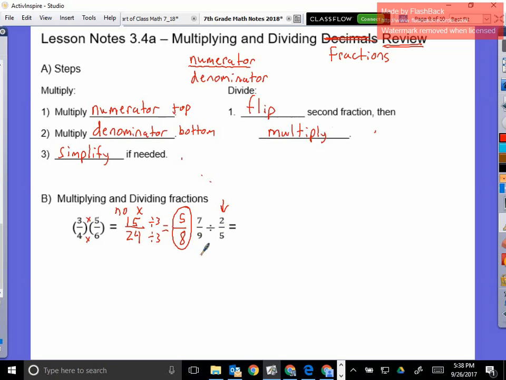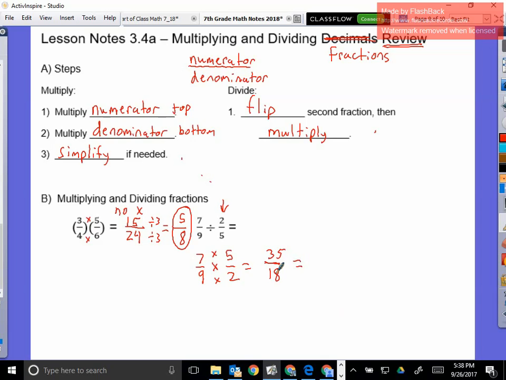So I'm going to rewrite this down here. 7 over 9, keep that exactly the same. Use your multiplication symbol. Now flip this guy around, make him 5 over 2. Now we're good to go, and we can multiply that together. Following the multiplication steps, multiply the tops, multiply the bottoms, and you're going to come up with 35 over 18. Ouch, we got ourselves an improper fraction. That's no problem. We're just going to turn that into a mixed number.